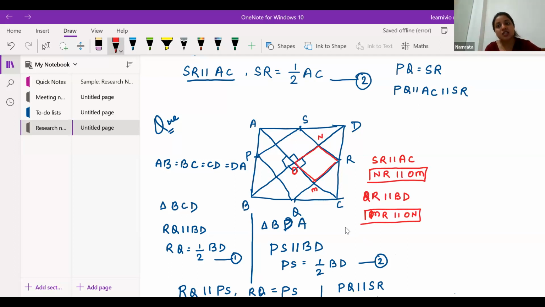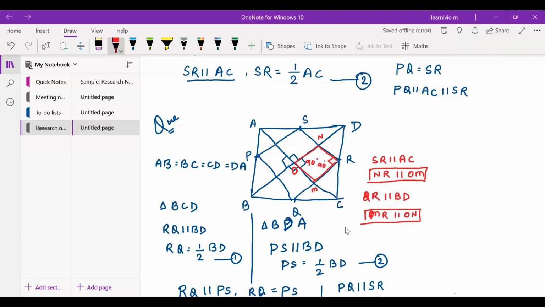Now, since MONR is a parallelogram, what is the property of a parallelogram? That opposite angles of a parallelogram are of the same measurement. So if this is 90 degrees, the opposite one will be 90 degrees. Can I say, since it's a parallelogram? Yes, ma'am, we can. Now, what we have to prove? That PQRS is a rectangle. How will we prove PQRS is a rectangle? Any quadrilateral is a rectangle if one of its interior angles is 90 degrees.